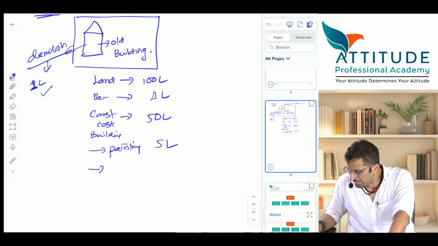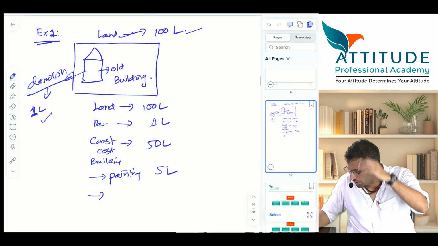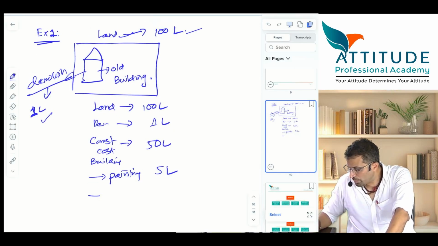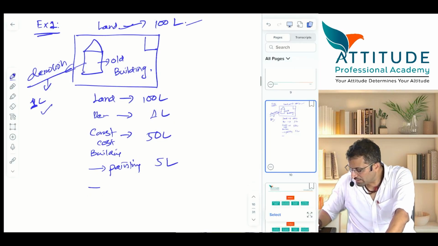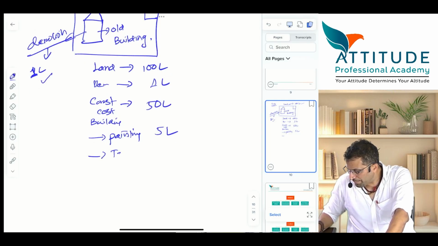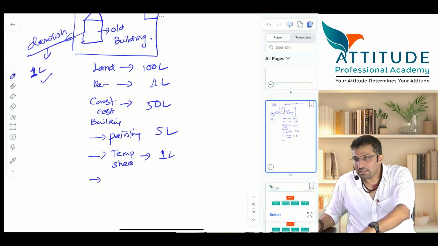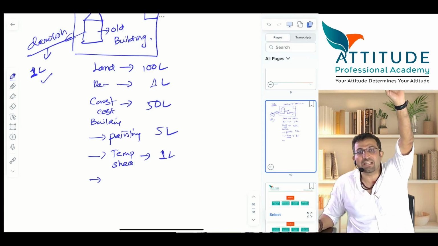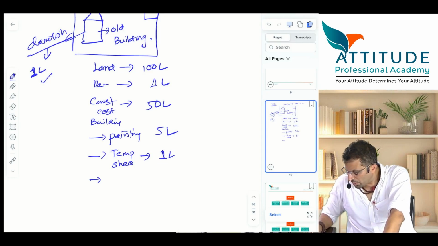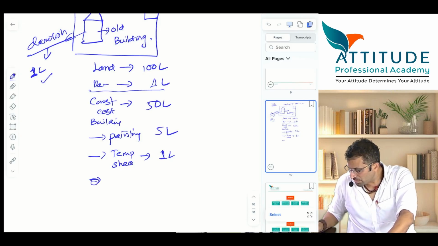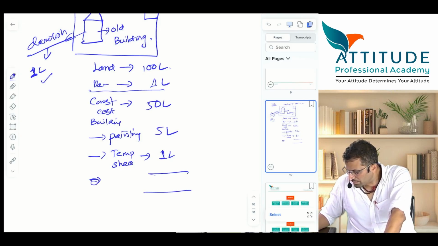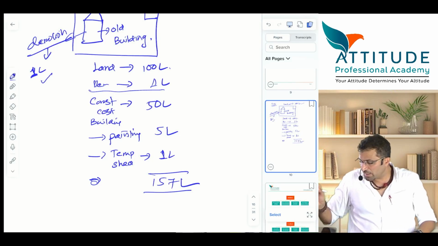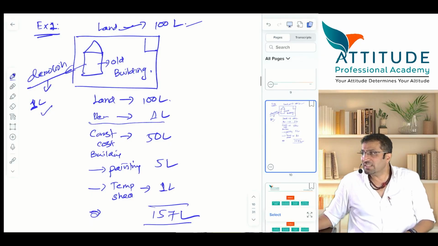And then, before this, whenever I want to construct a new building, will I have a temporary shed? Yes or no? So the temporary shed I constructed for 1 lakh. And then I will dismantle and destroy that temporary shed after the building is constructed. So demolition cost comes to 1 lakh. Now how much is the total? 157 lakhs. Now tell me, in this how much is capital expenditure, how much is revenue expenditure?